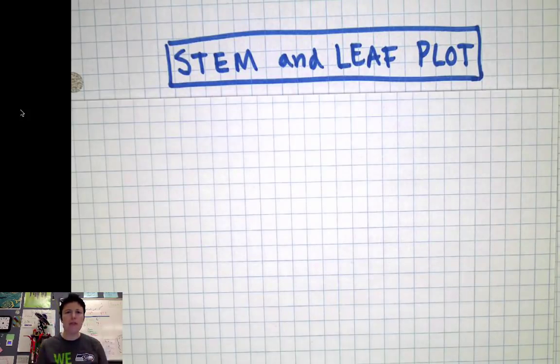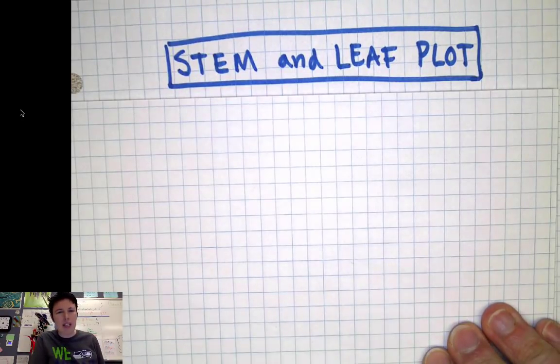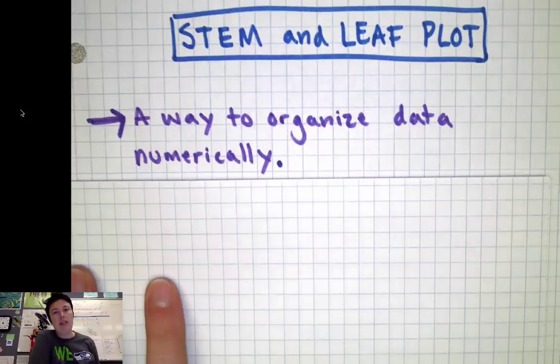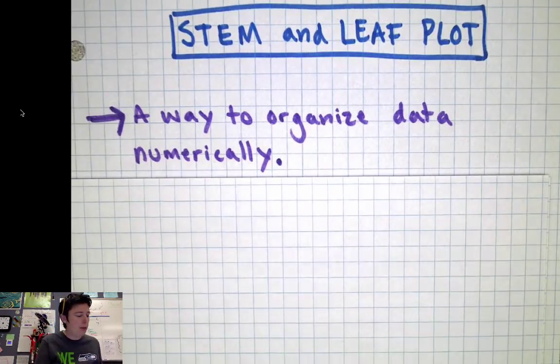It's really visual for people so that you can look at it and feel like you can see what's going on with the data. So for your notes, you might want to write this down. This is kind of my definition. One important thing about a stem and leaf plot is it's just a way to organize data numerically. So it's about putting the numbers in order from least to greatest. That's really helpful when you want to find the mean and the median and the mode and some of that stuff. So a stem and leaf is just another way of organizing numbers.